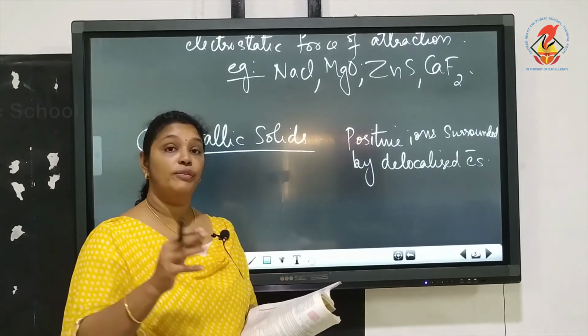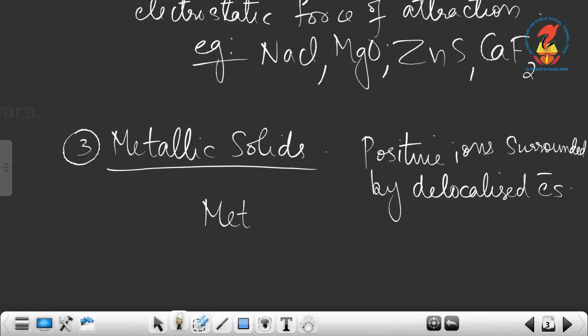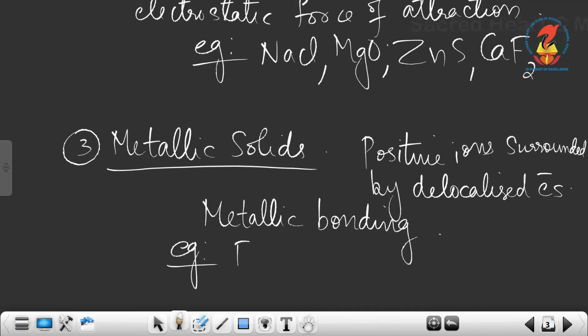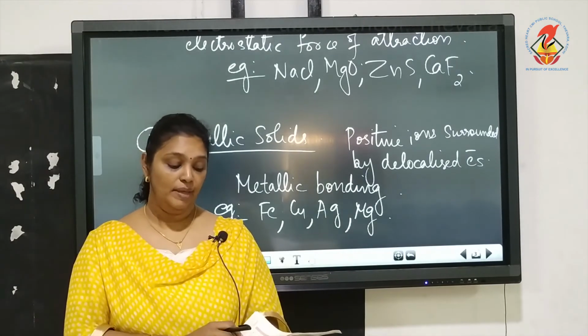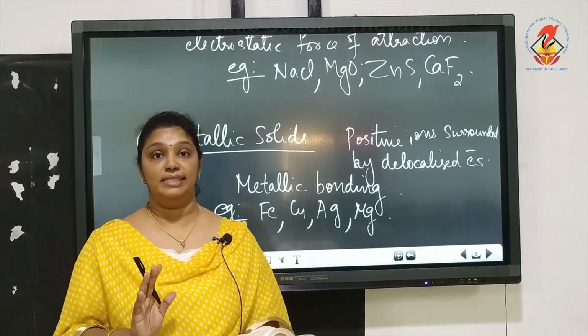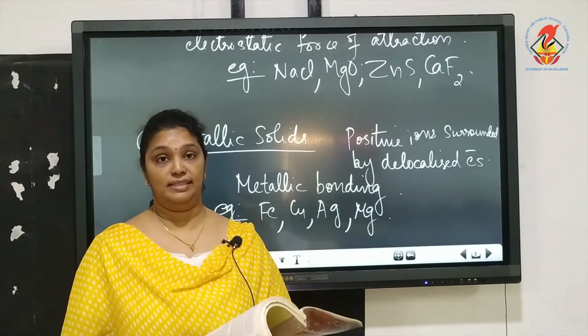Now, the force of attraction present in metallic solids is metallic bonding. Examples of metallic solids are iron, copper, silver, magnesium, etc. The properties of metallic solids are that they are hard, malleable and ductile. They conduct electricity in the solid state as well as in the molten state.